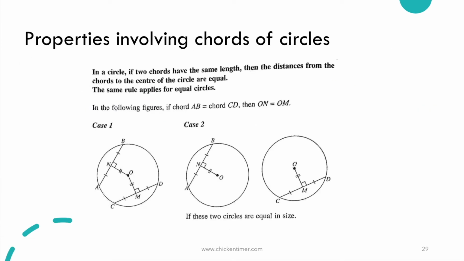So over here we have more properties involving circles. This one involves the chords. So if you have two chords that are of the same length, then the distance from the chords to the center of the circle will be the same. Then if we have another case where the distance from the chord to the center is the same length, then the two chords should be the same length too.